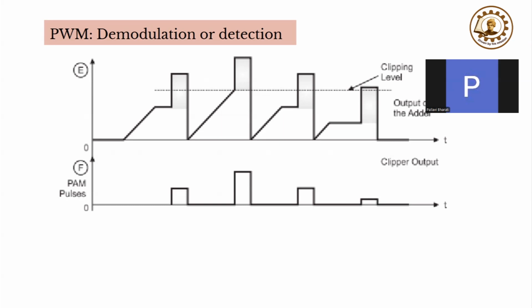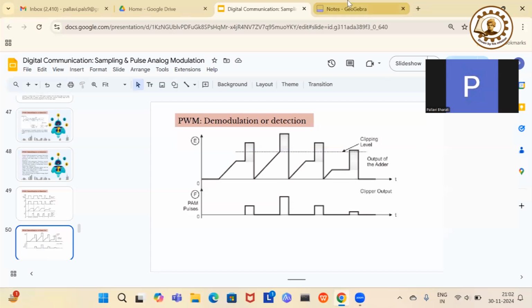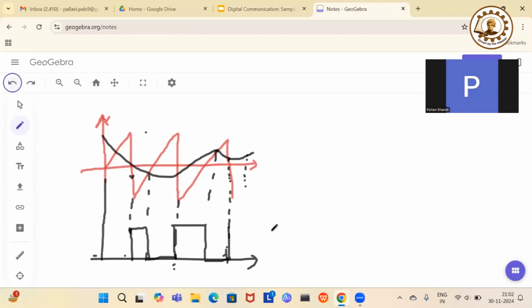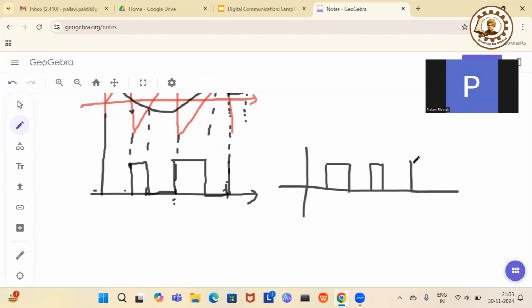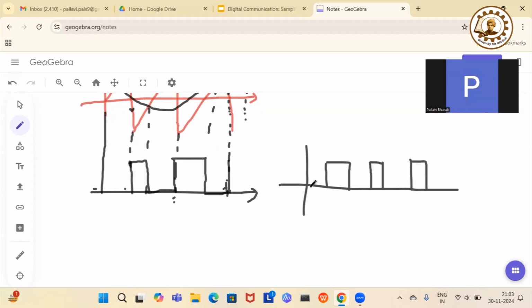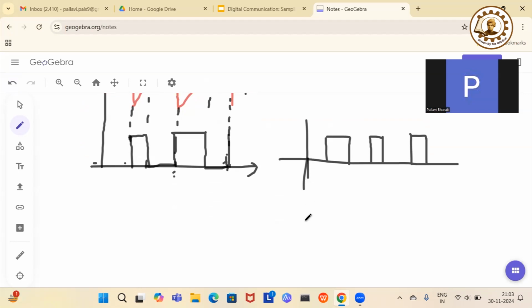So first you will generate the PWM. Then you will generate the PAM from the PWM, and then you will get the original message signal. Let us see how we are going to do it in this portion. So here you have generated the message. Now what we are going to do is, suppose this one is your pulse width modulated signal. Okay. Now you are applying a reference pulse generator also.